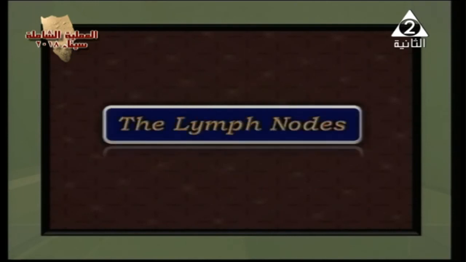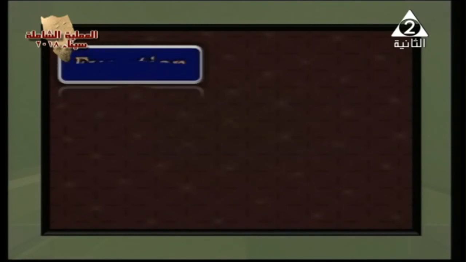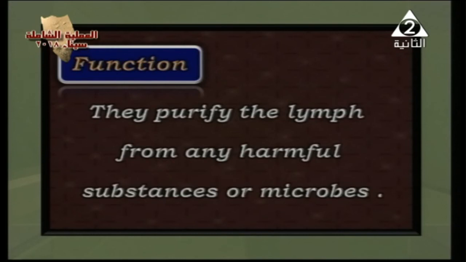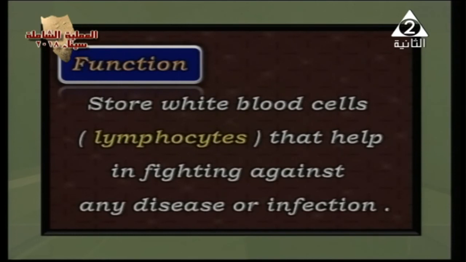Also the lymph nodes. What about the function of the lymph nodes? They purify and clarify the lymph from any harmful substances or microbes. They also store white blood cells called lymphocytes. So the white blood cells stored by the lymph nodes are called what? Lymphocytes. They help in fighting any disease or infection by pathogens.